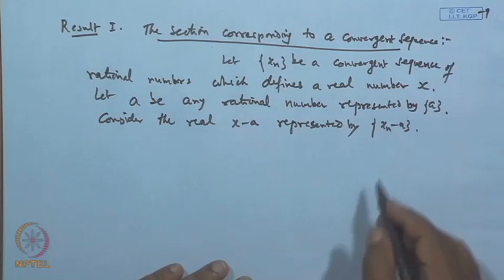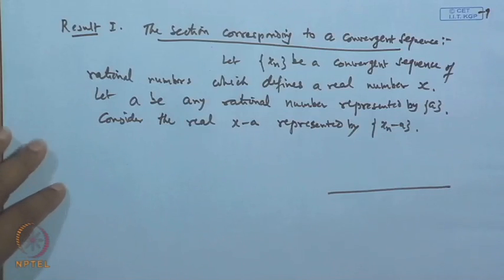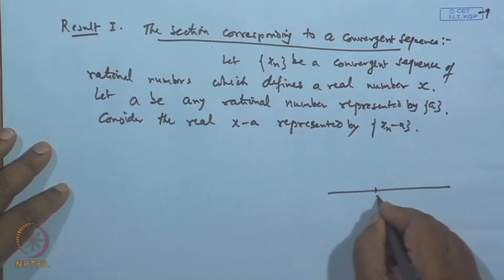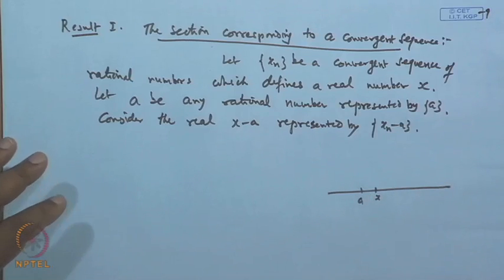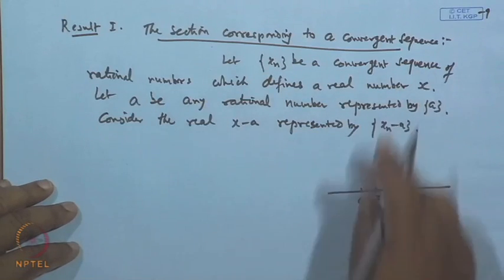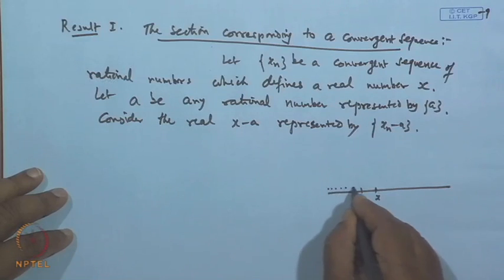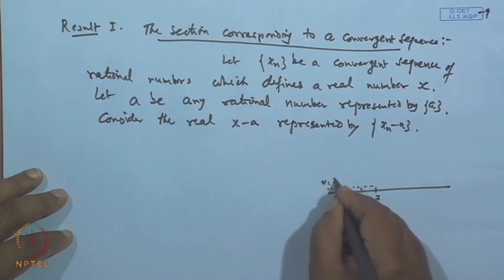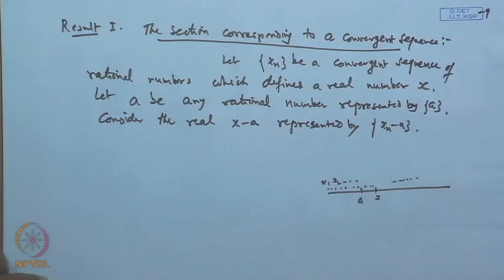So, what we have is this concept. Suppose we have this x here and a is any rational number here. Okay. The x n, a convergent sequence of rational numbers, defines the number x. So, x 1, x 2, x n can be obtained here. This is x 1, x 2 and so on, or it may come from here also, x 1, x 2, x n.